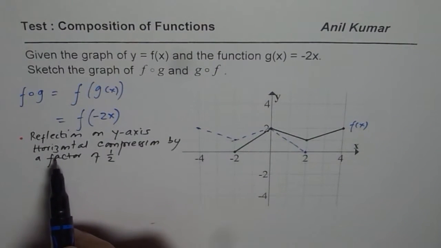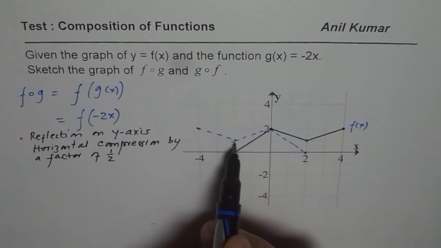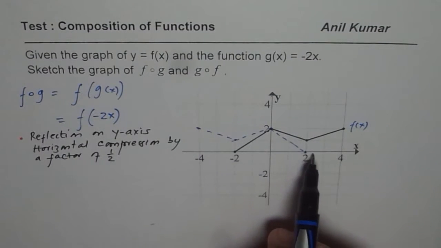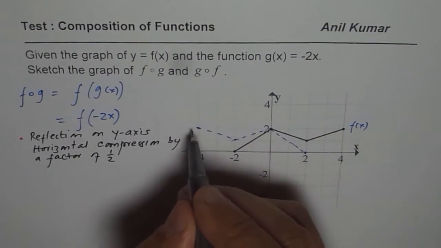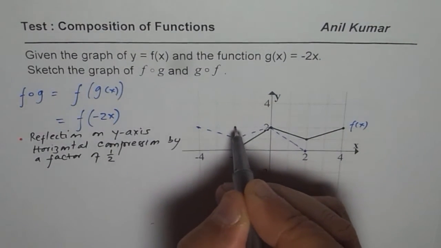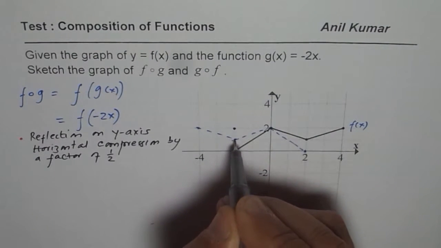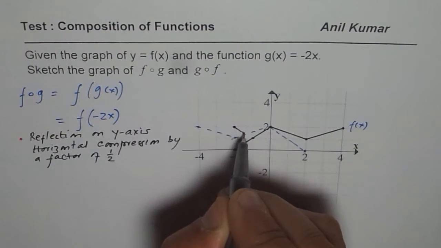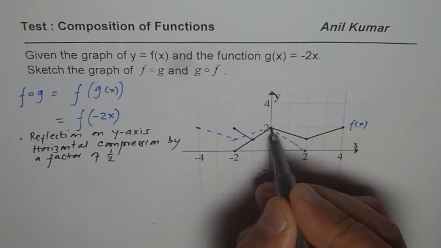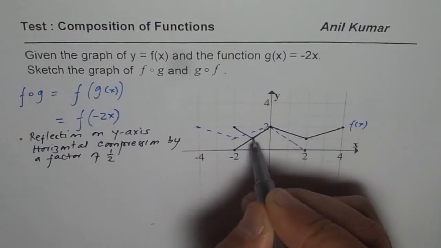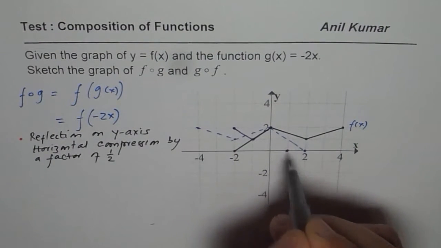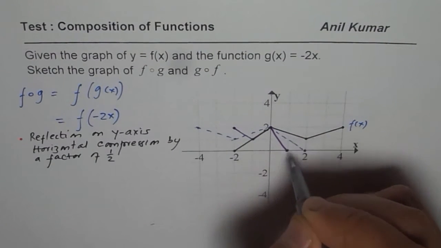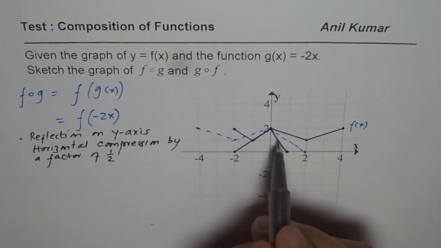Now we'll do horizontal compression by half. So each and every point will be brought half the distance closer. That is what we mean when we say compress it horizontally by a factor of half. So minus 4 should appear here at minus 2. So this point moves to minus 2. Minus 2 moves to 1. So we get this line here. Do you see that? Now 0 times anything is 0, so it remains there itself. So this point is common. Now here 2 gets closer and comes to 1. So that is this point. So the result is the graph shown here.